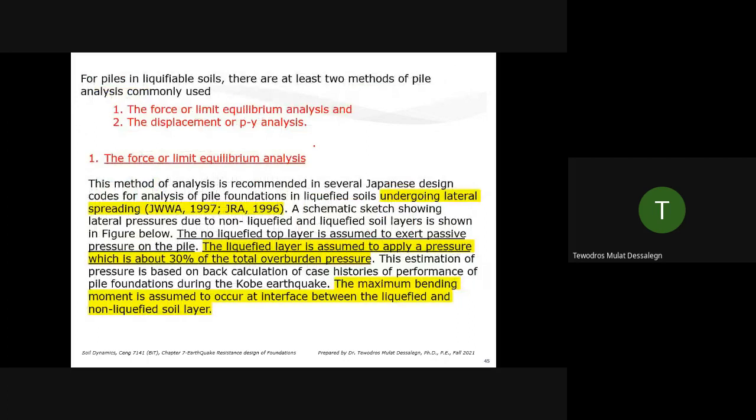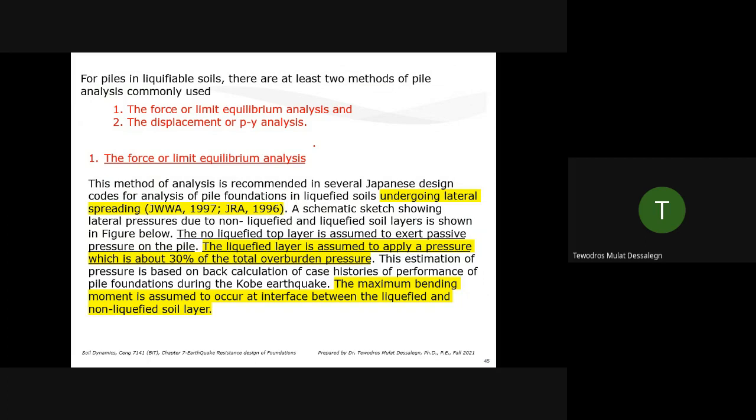For piles in liquefiable soils, the previous section was assuming the soil is good, right? But now, how about if we have a soil which liquefies? If it liquefies, then that's a different animal. You lose that soil resistance, right? It's not only losing that soil resistance, even that soil can apply huge force on the pile.